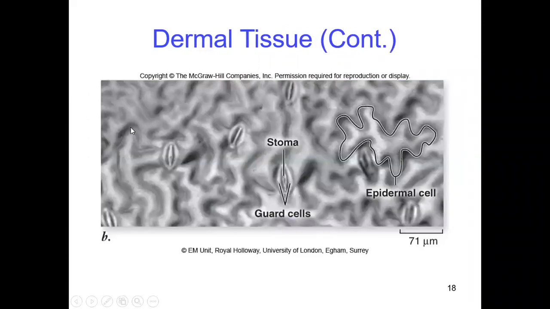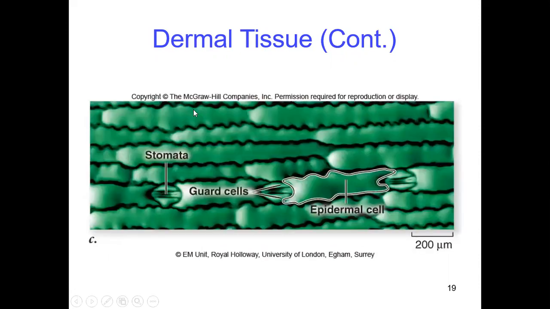So yeah, if you see again, this is the peel of the leaf. If you observe it under the microscope, you can find this kind of structure here. So this is the stoma, this is the guard cells, and this is the epidermal cells here. So this is also again dumbbell shaped.